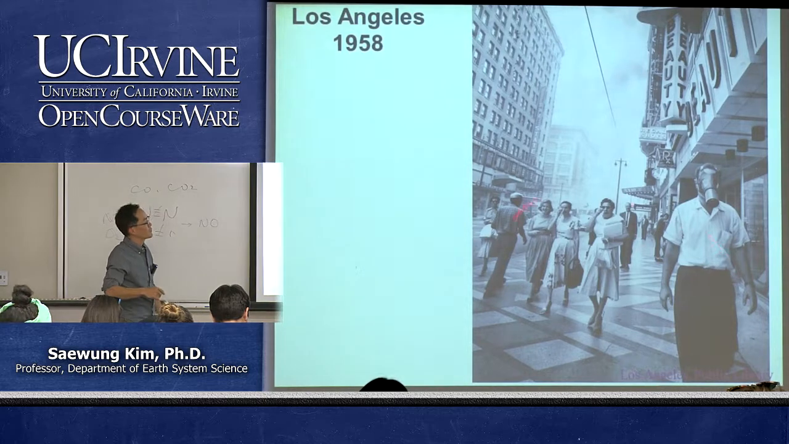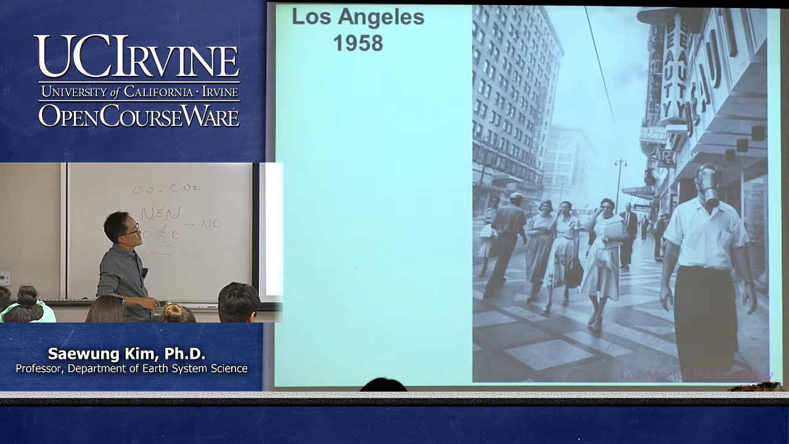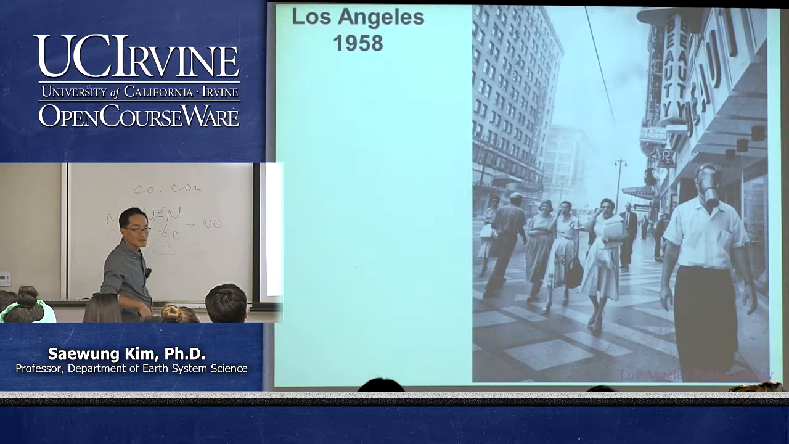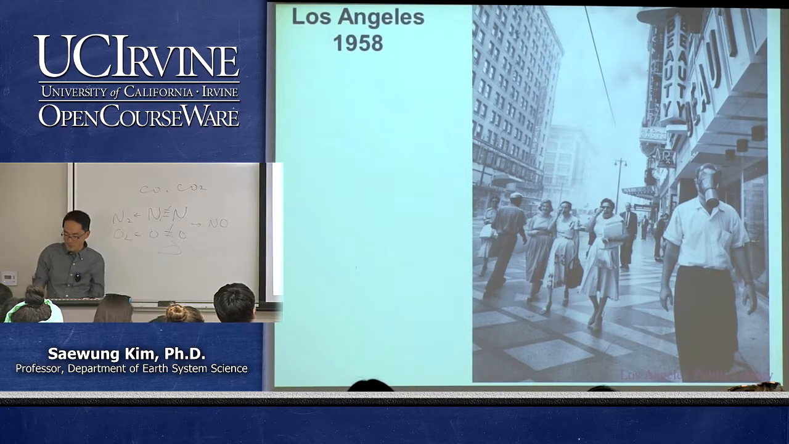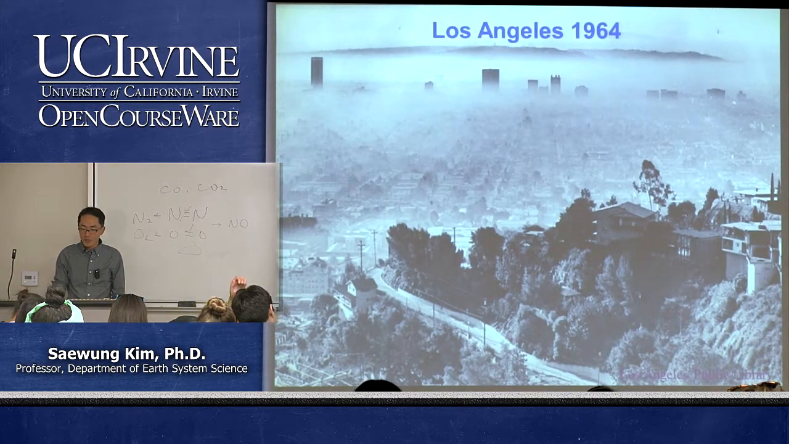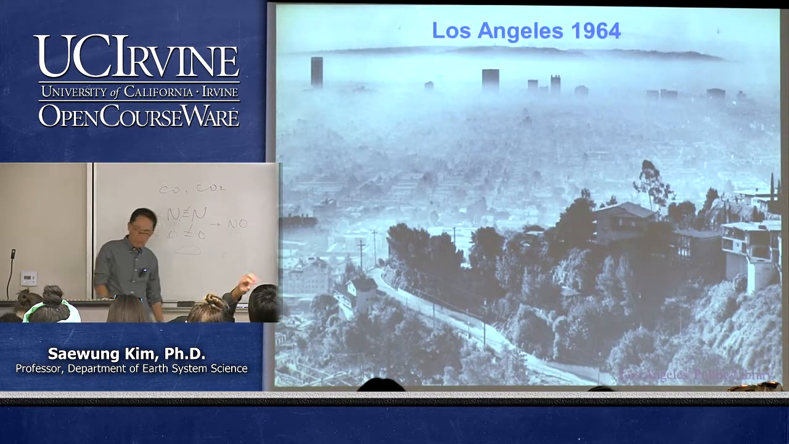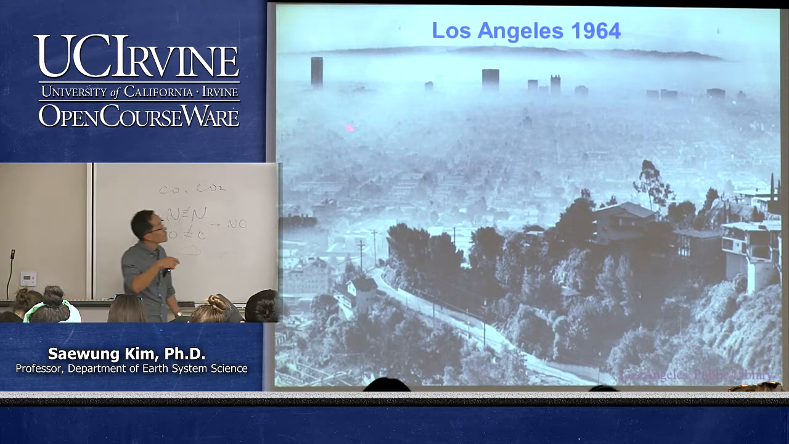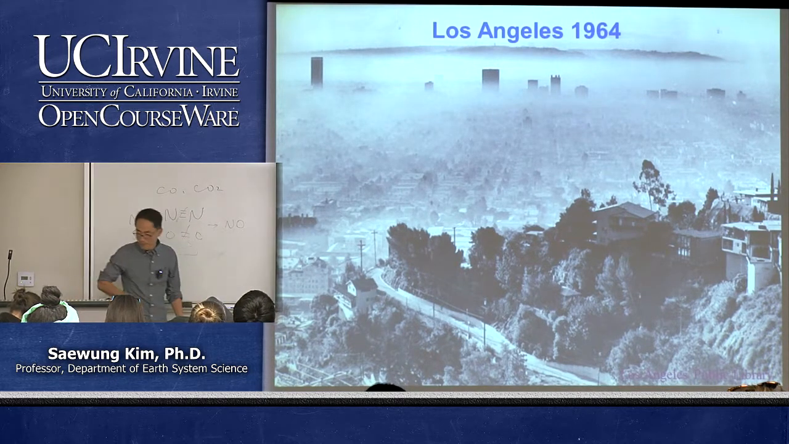So even people walking around the street, there are two ways you can deal with it. You have a handkerchief or the gas mask at the time. It's so severe at the time. So it's still a problem, but in the 1960s and '70s, it was a big problem. You can see the layer of the air pollutants right here.